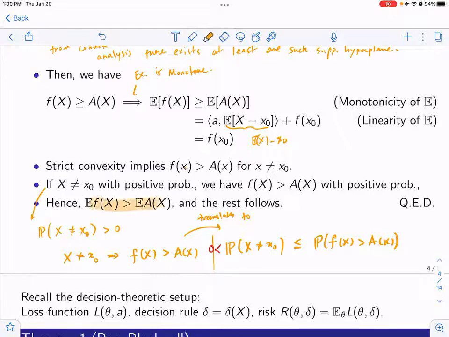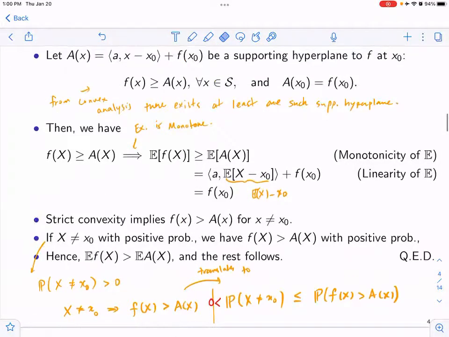So this holds strictly. We have shown that if the random variable is non-constant and the function is strictly convex, then Jensen's inequality holds strictly. Of course, if it's constant, it's easy to see that it's just equality. So the proof is complete. Any questions?